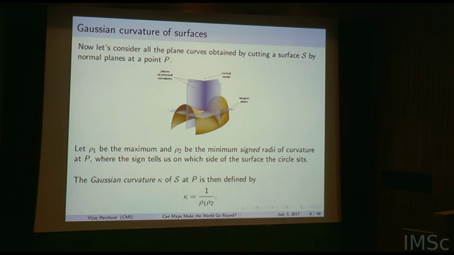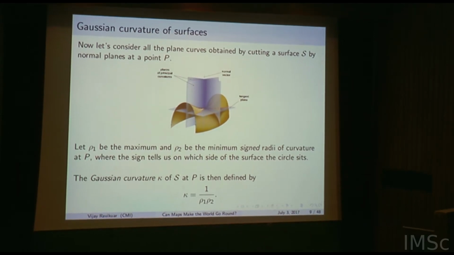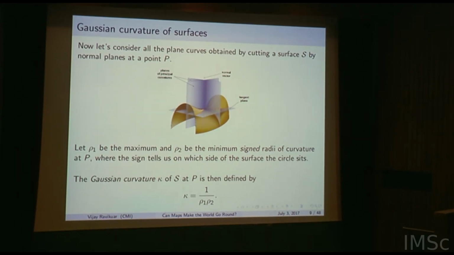So yes? Maximum and minimum with the modulo? No, I mean maximum and minimum without the modulo. So we have signed curvatures, so they're all different real values, some are plus, some are minus, and we take the maximum and the minimum without any absolute value. No, in this definition, we're looking at surfaces in R3.